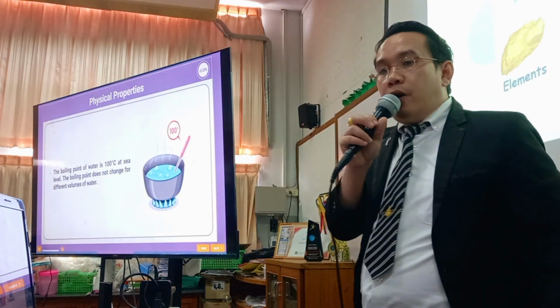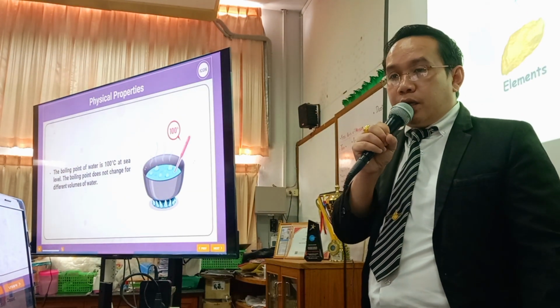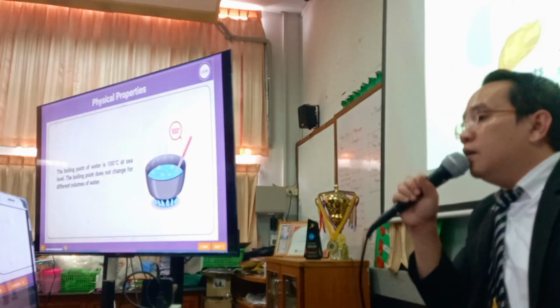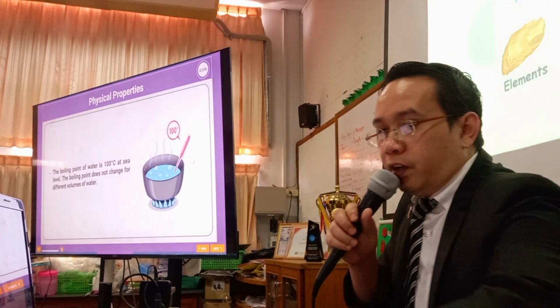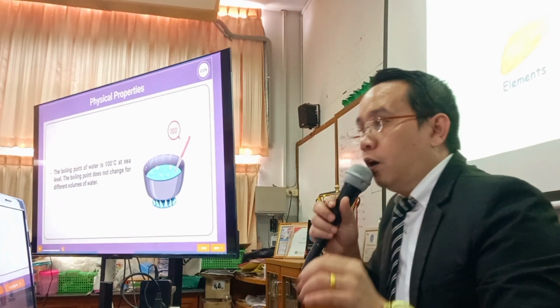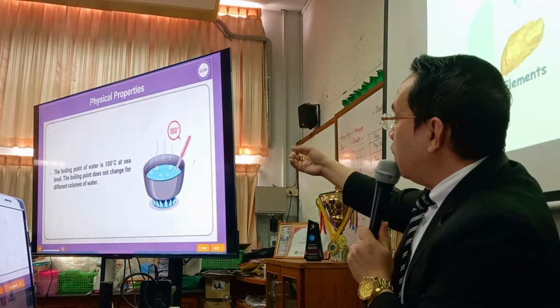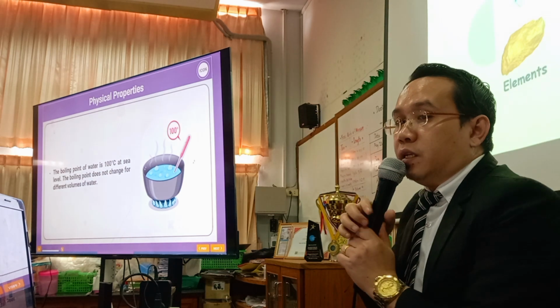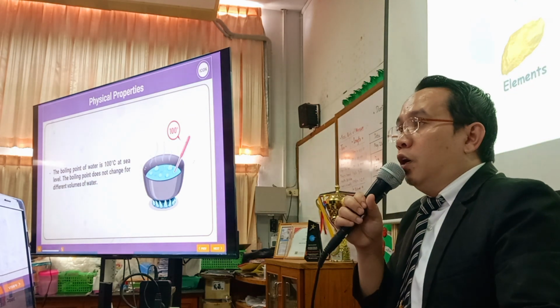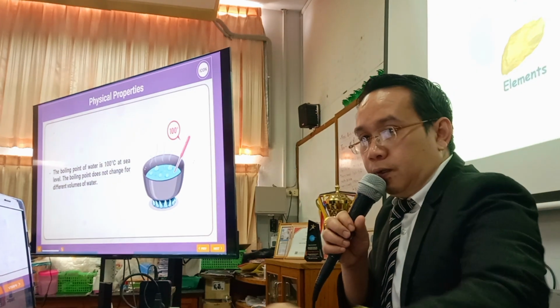So, the boiling point of water is 100 degrees Celsius at sea level. The boiling point does not change for different volumes of water. So, for example, we also observe the presence of liquid and the presence of gas through the boiling point. Okay?